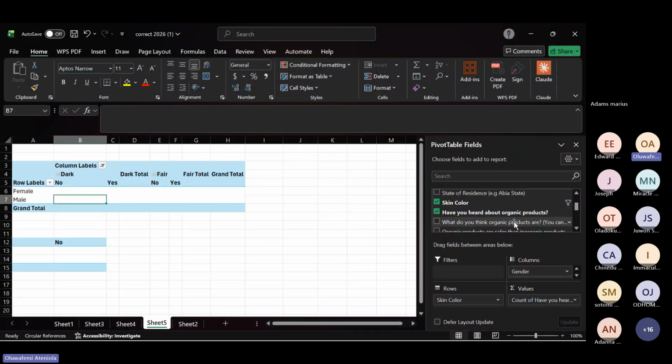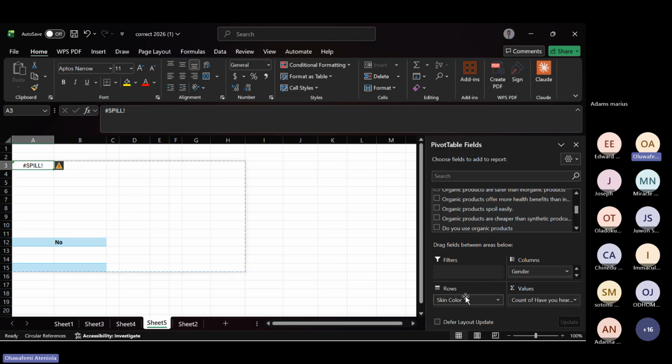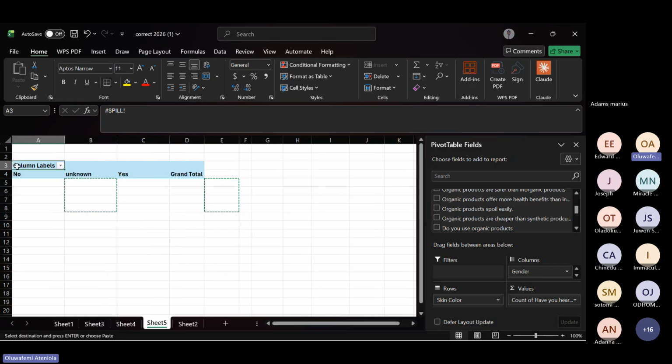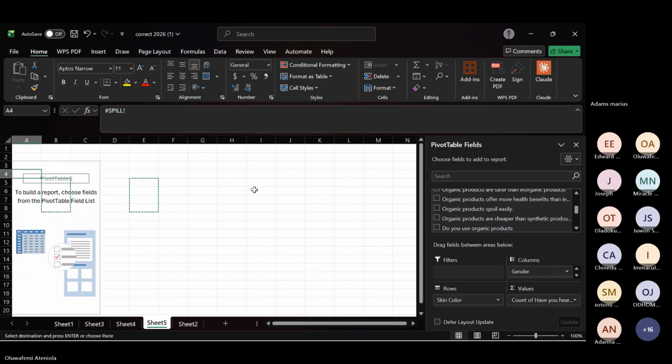So if we begin to fill, do you use organic products? If we drag it into rows. Does it show the same thing at your end? Do we have anyone trying this? I'm trying to understand. Like this. I think we have one.